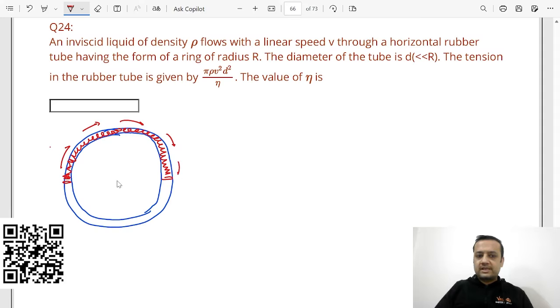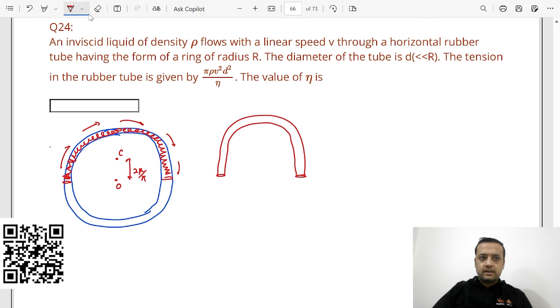Now visualize the motion of the center of mass of this top half. So the center of mass is at a distance of 2r by pi. All right. If you look at this top semicircular section of the fluid, let's first find the mass of that semi-section. Okay, semicircular region. So mass becomes the cross-sectional area, which is pi d square by 4, into the circumference, which is pi r. I mean, circumference means the perimeter of the top half, so that will be pi r. Okay, this is the volume, multiplied by density. So this becomes the mass of this.